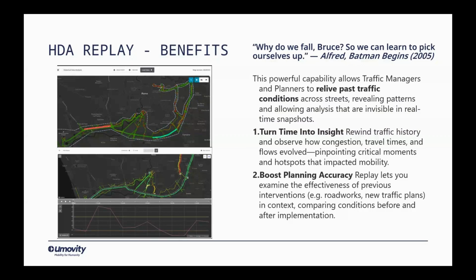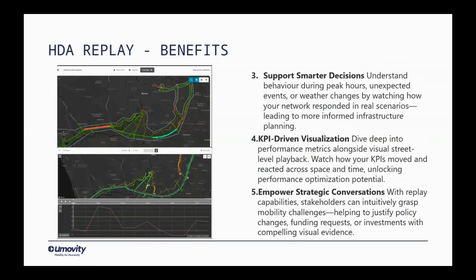First, you can truly rewind traffic history and observe how congestion and travel times evolved, pinpointing critical moments and hotspots that impacted mobility. This boosts the accuracy of your planning because you are basing decisions on a real examination of previous interventions. This supports smarter decisions, especially when we need to inform people about what could happen during major events like a severe thunderstorm. The strength of HDA Replay is that it supports both visual explanation of past incidents and KPI visualization and measurements. So we can really understand how our corridors and their KPIs responded to specific events.